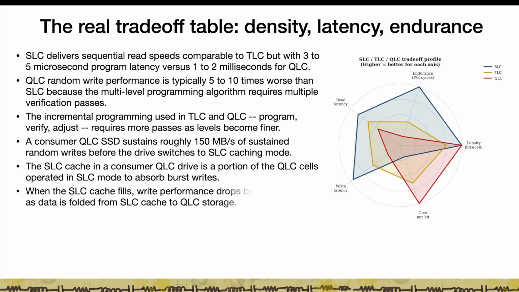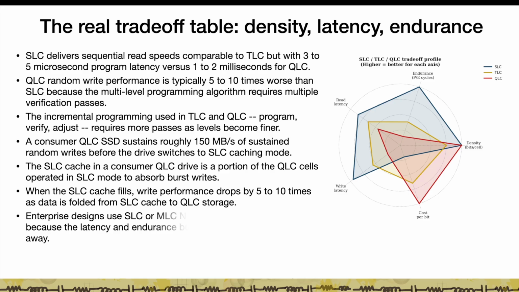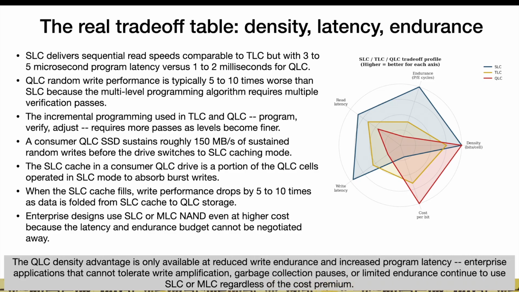There's an additional complication for write heavy workloads that the radar chart doesn't fully capture. Multi-level programming is inherently incremental. The cell is programmed, verified against the target threshold, slightly adjusted, verified again, repeated until the threshold is within the target window. For QLC with 16 levels and 300 millivolt windows, this verify and adjust loop may require 8 to 12 passes per cell. The programming latency for a QLC page is 1 to 2 milliseconds.